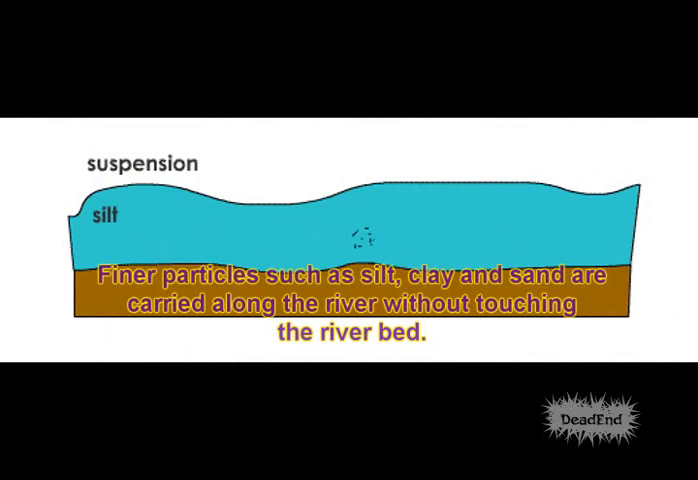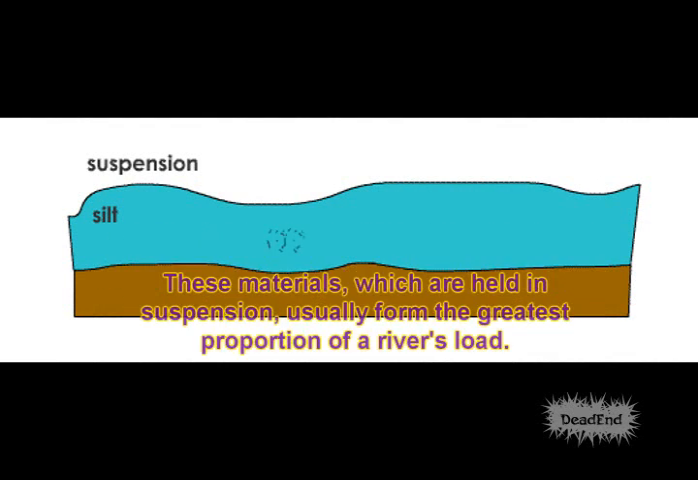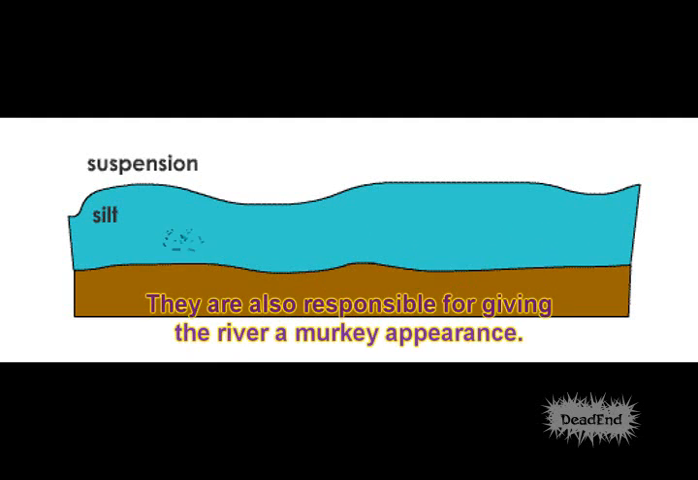Finer particles such as silt, clay, and sand are carried along the river without touching the riverbed. These materials, which are held in suspension, usually form the greatest proportion of a river's load. They are also responsible for giving the river a murky appearance.